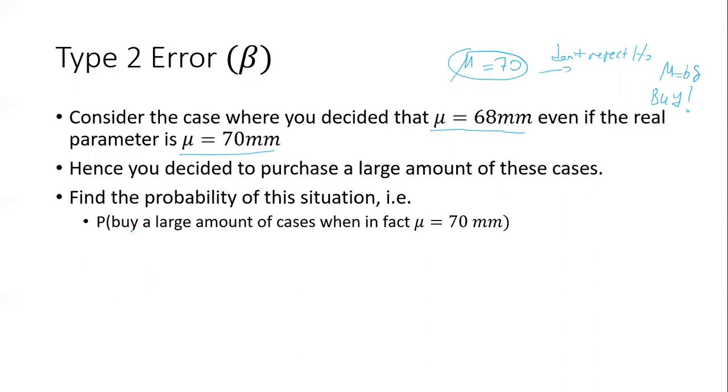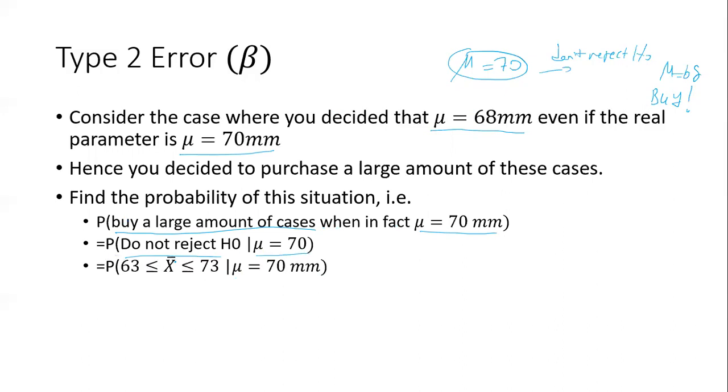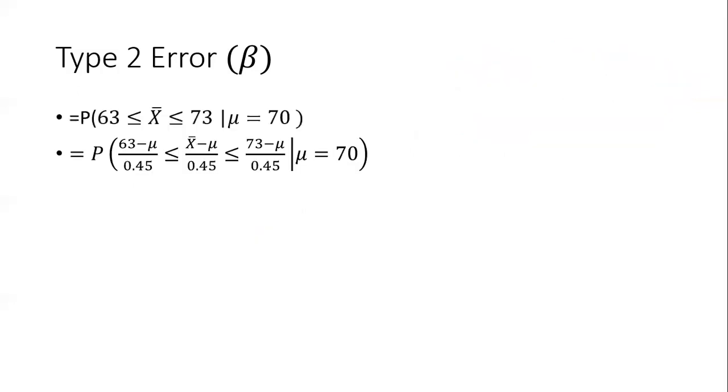What is this probability? The probability of buying a large amount of cases when in fact mu is equal to 70 millimeters. It means the probability of not rejecting H0 when mu is equal to 70. Remember, we reject H0 if x bar is smaller than or equal to 63 or greater than or equal to 73. If x bar is in between, then you don't reject the hypothesis. To find this probability, remember, you convert this to a standard number.